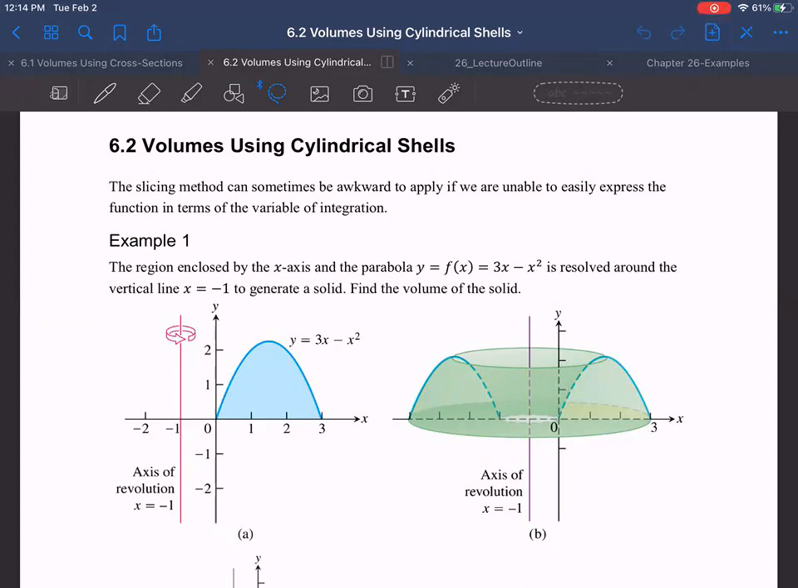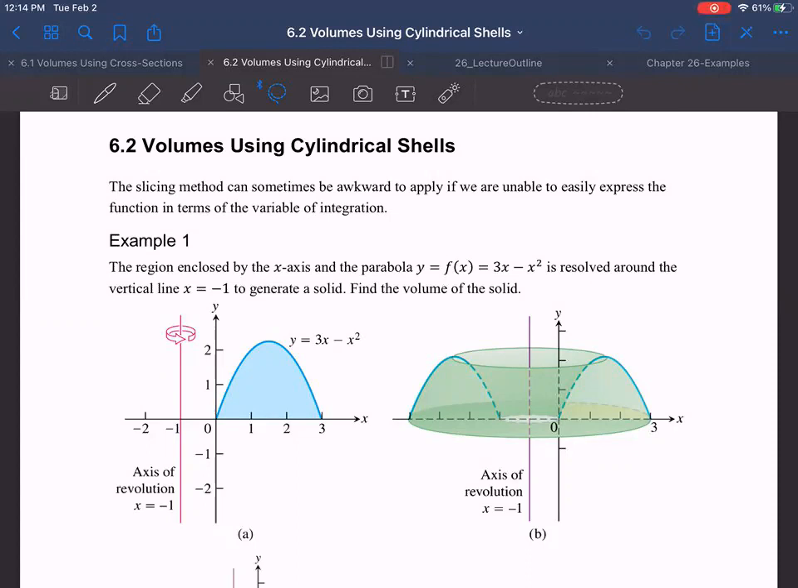Okay, so let's go ahead and start with 6.2 here, volume using cylindrical shells. It's another method when you've got something that you can essentially fit concentric cylinders inside. And then we can do this.